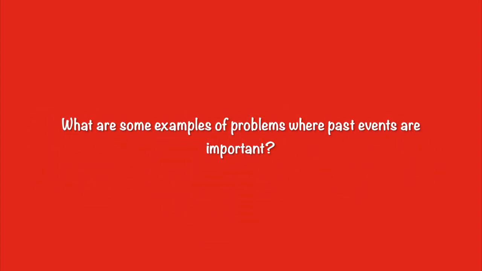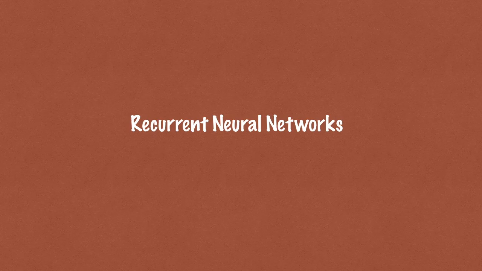In this lecture, we'll talk about some machine learning problems where knowing and understanding the past is very important if we want to predict the future. What are some examples of problems where past events are important?